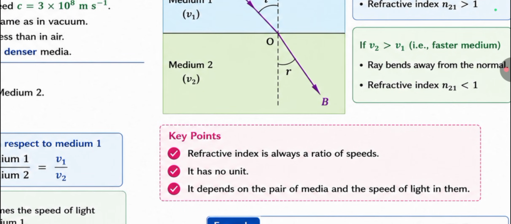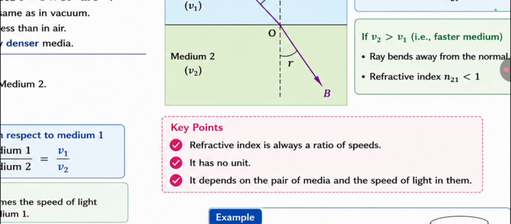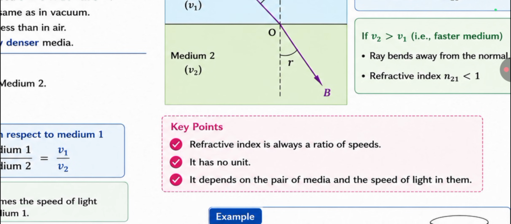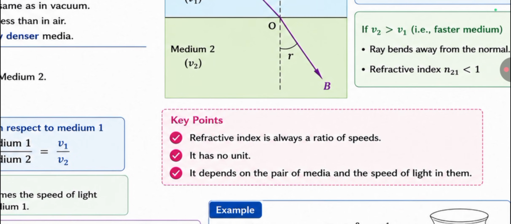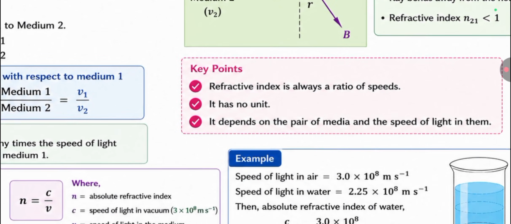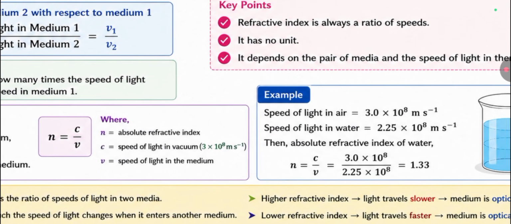And the key points we learn in this topic: refractive index is always a ratio of speeds. Since it is a ratio of speeds, it has no units. It depends on the pair of media and the speed of light in them.